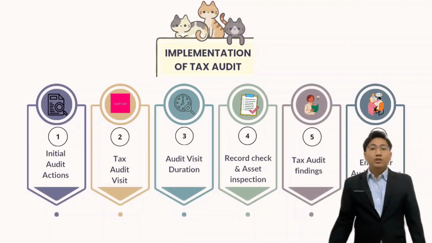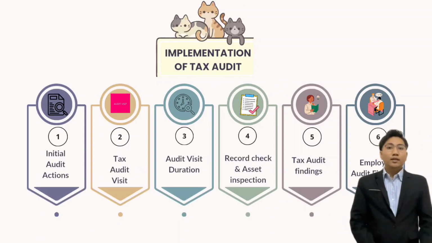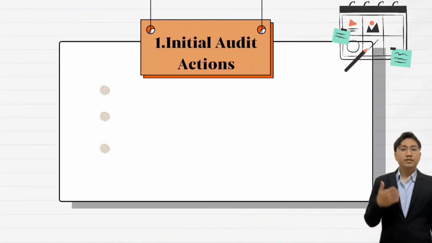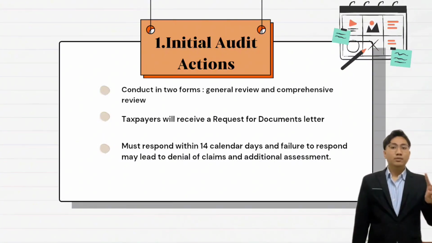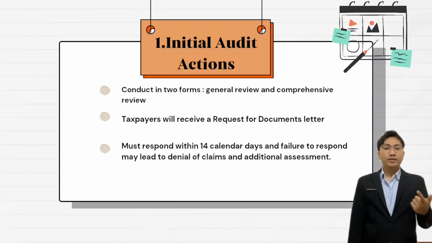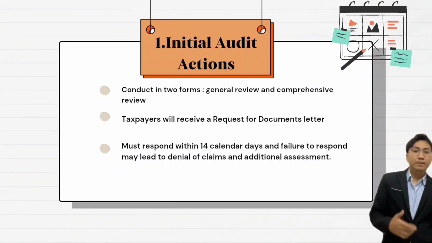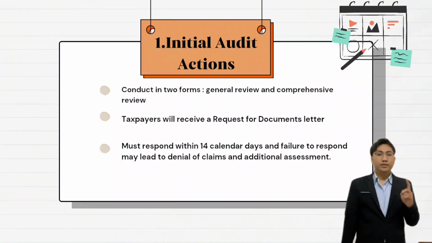Okay, next I will continue about implementation of tax audit. Tax audit has 6 steps. First step is initial action. The audit is conducted in 2 main forms: general review and comprehensive review. A general review may involve requesting documents by letter, while a comprehensive review may involve an audit visit to the taxpayer premise. In both methods, the taxpayer must provide a response within 14 days.